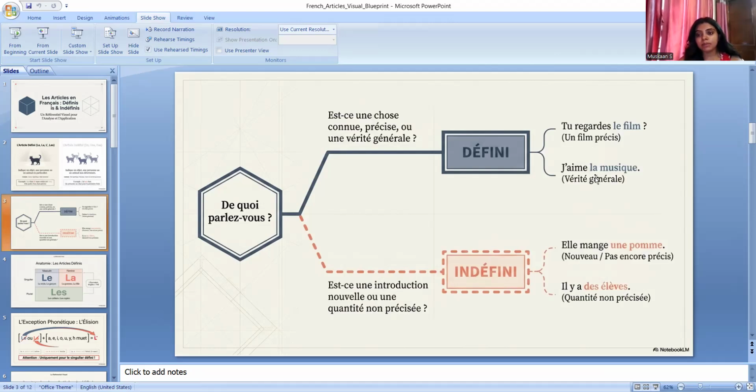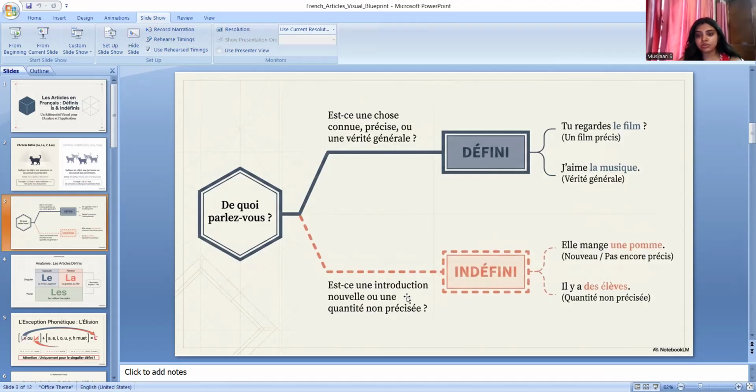Another example is j'aime la musique. Now I have specified that I love music. La musique, vérité générale, it is a general truth. So I love the music. So that's why we have used the definite article here. I have specified my interest that I love music.